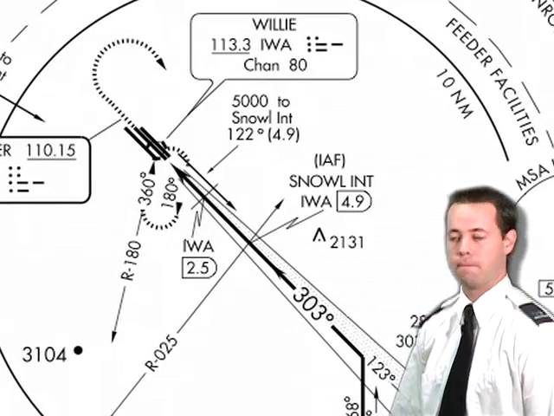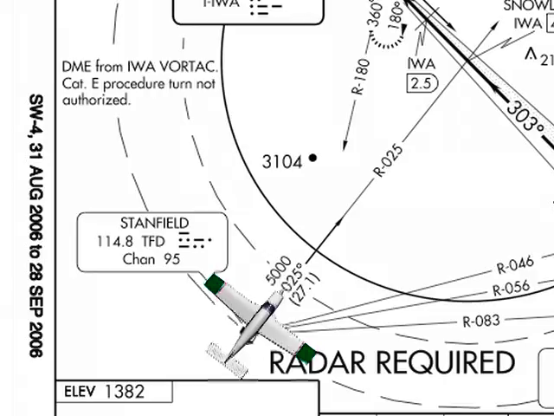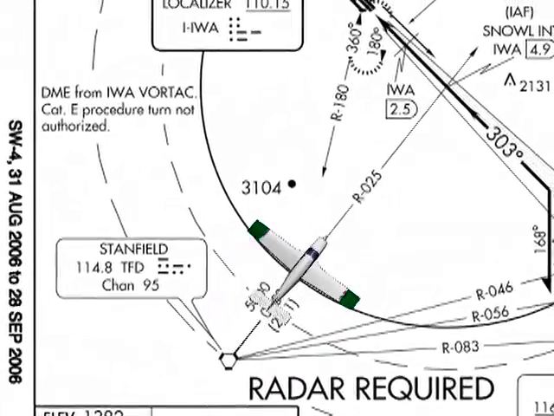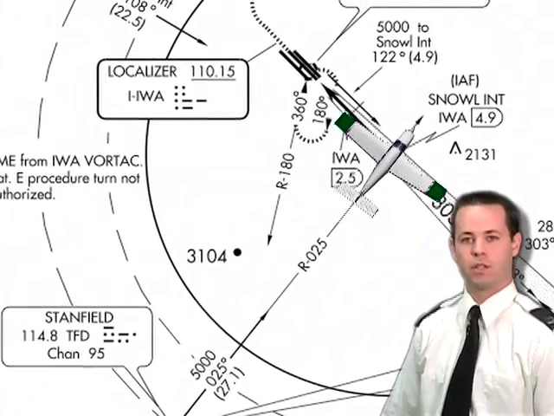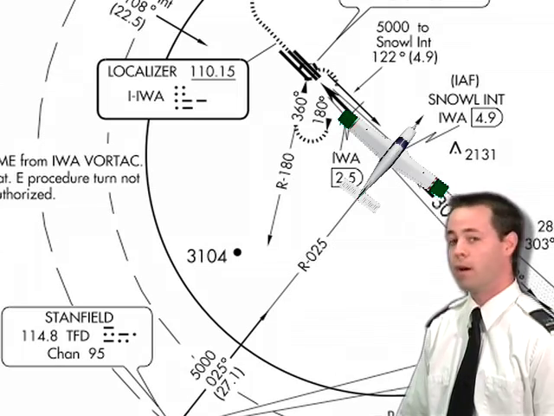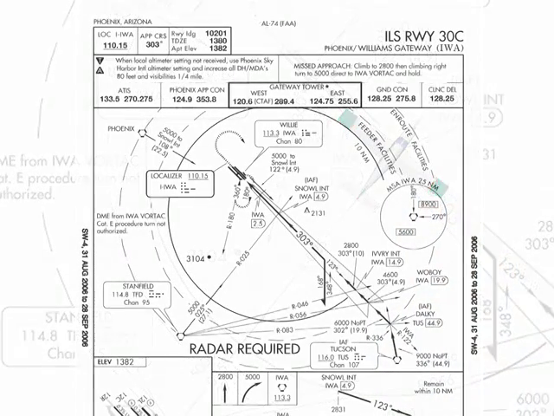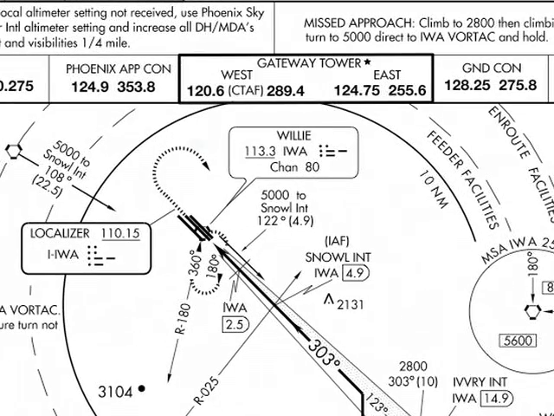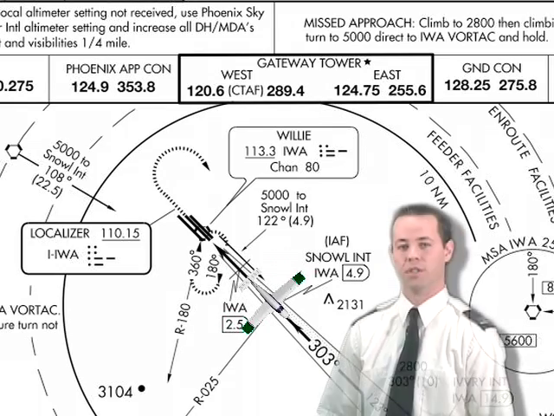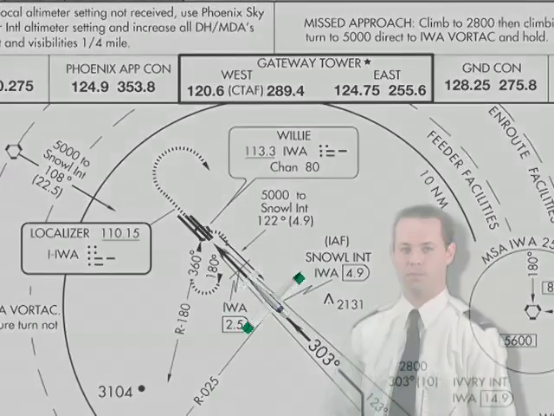cleared for the approach. The second arrival segment we can talk about is from the Stanfield VOR, transitioning on the 025-degree radial from the Stanfield VOR at 5,000 feet will take us directly to the Snow intersection, which is 27.1 nautical miles from the Stanfield VOR. And the final arrival segment that we'll talk about is from the Willie VOR. Transitioning on the 122-degree radial from that station, we'll transition at 5,000 feet to Snow intersection, which is an initial approach fix of the approach.